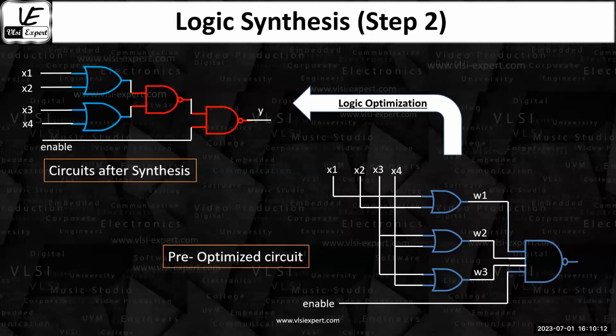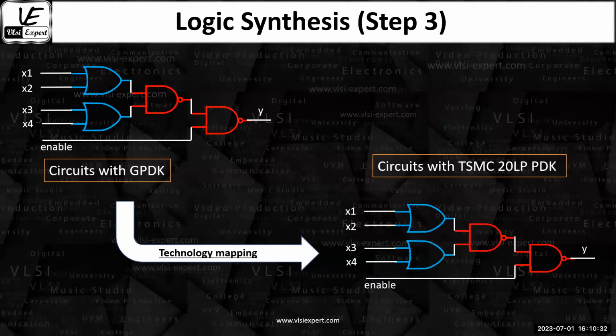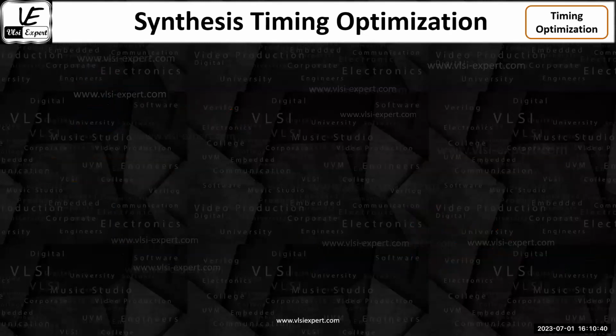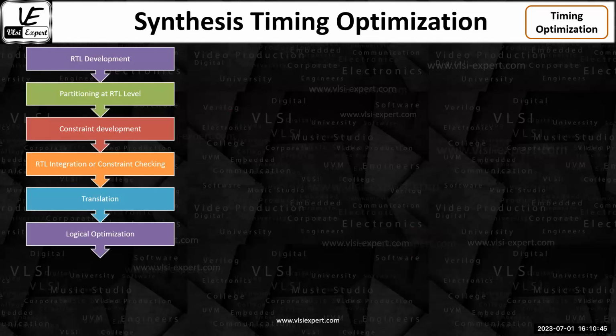Then you optimize it logically. Same first level, then logical optimization, then the second level. So this is the circuit after second level, logic level optimization. Then you map it to the technology node and you get the final circuit. Now let's try to understand what happens in this technology mapping and optimization. So this was my flow: translation, logic optimization, then technology mapping.